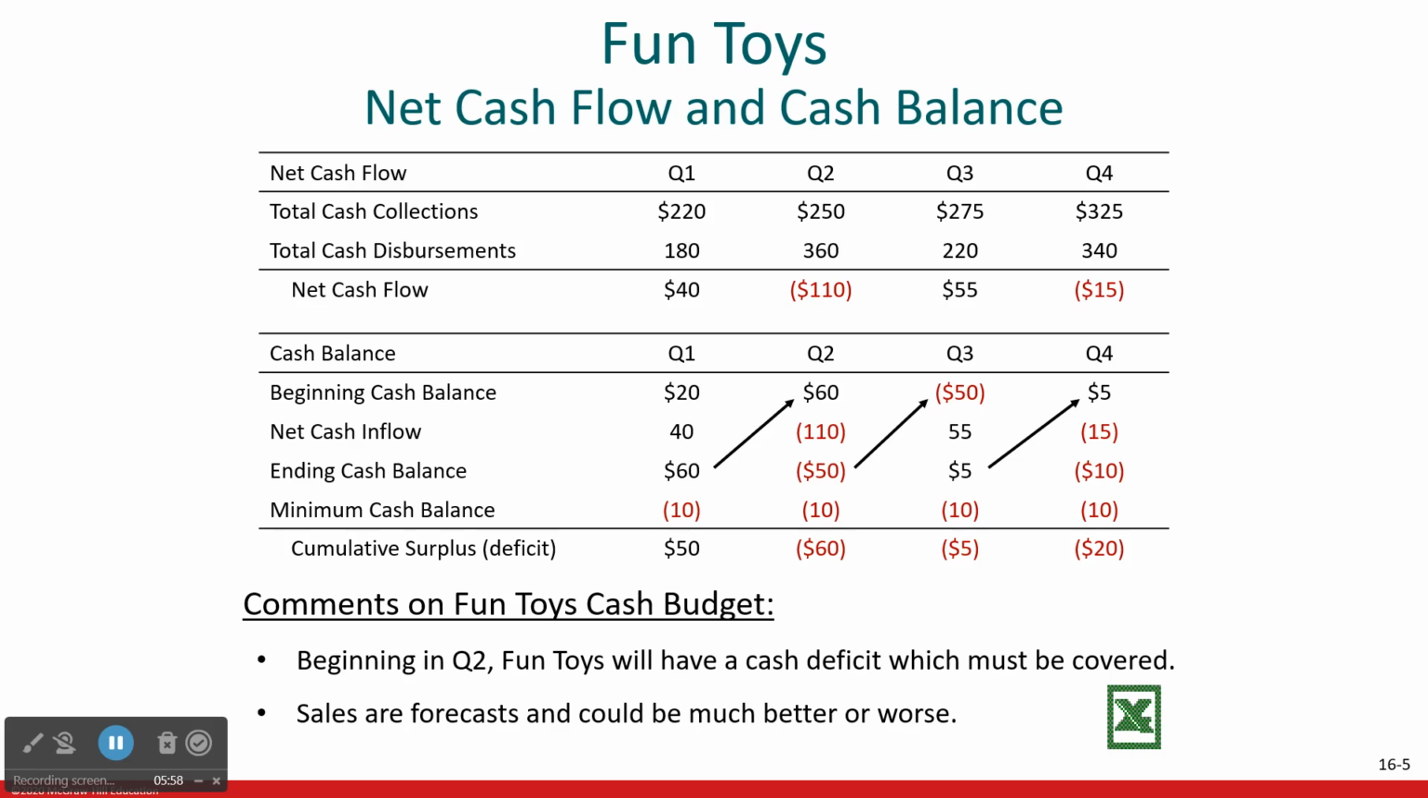And so we see here that for quarter one, we have a beginning balance of 20. We add 40 to it, which gives us the 60. We have this 10 million as a minimum that we have, which means that our accumulative surplus is 50, but that 50 is not what starts the next quarter, it's the 60. And so we see here, we have our 60, we have our negative 110, which gives us an ending balance of negative 50.